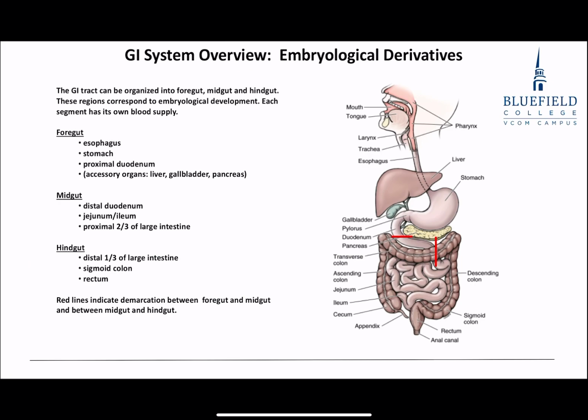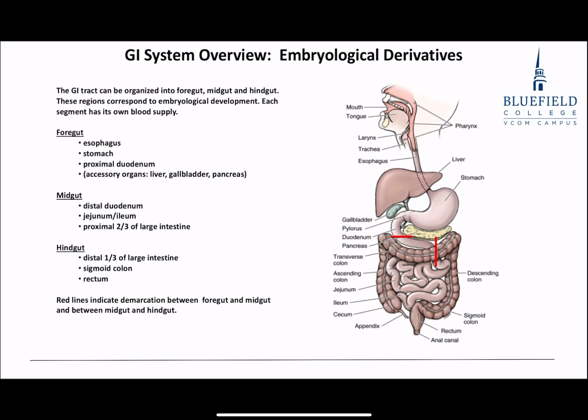So here are the derivatives of the foregut, and on this slide, which again is a diagram from the textbook, I've just added these red lines which indicate the divisions between, in this case, the foregut, which is here. It includes part of the esophagus, the stomach, and this is the duodenum right here that extends way over to here. It's this U-shaped structure.